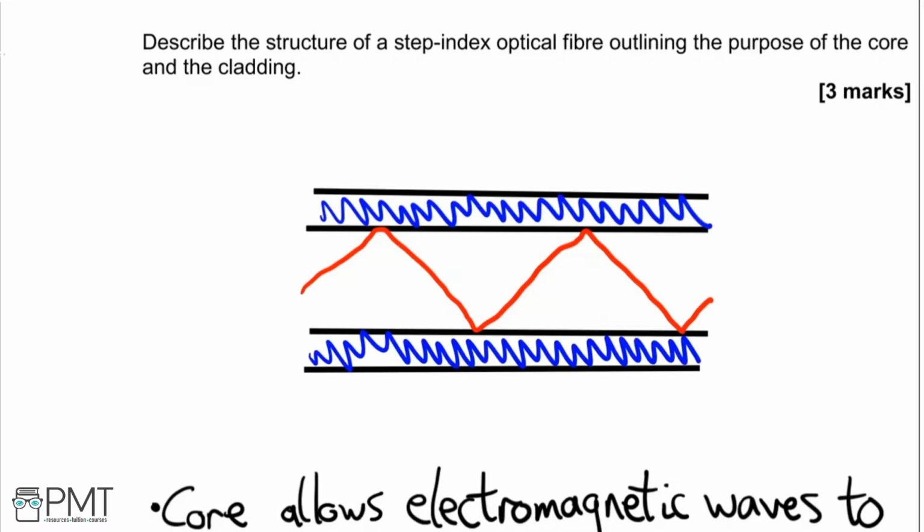Now, you might be wondering, well, why don't we just use air? Why don't we just have the core surrounded by air or even a vacuum? Because that has the lowest possible refractive index. But actually, we want something that's going to protect the core. Remember, if the core is made of something like glass, it's going to be easily scratched. And if a scratch occurs, it means that light is likely to leave. So that's actually going to be the third point, the third mark that we can write down.